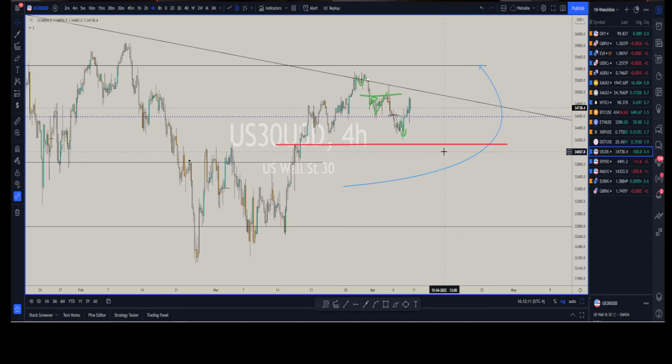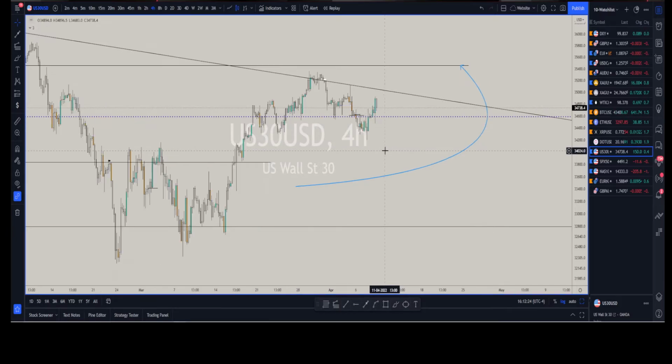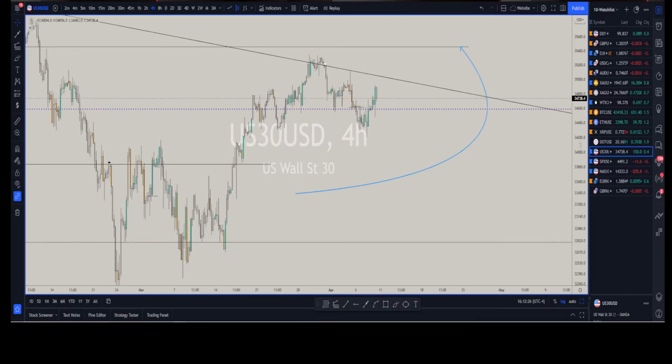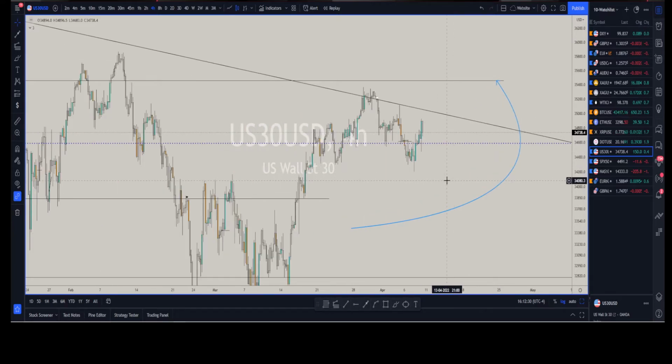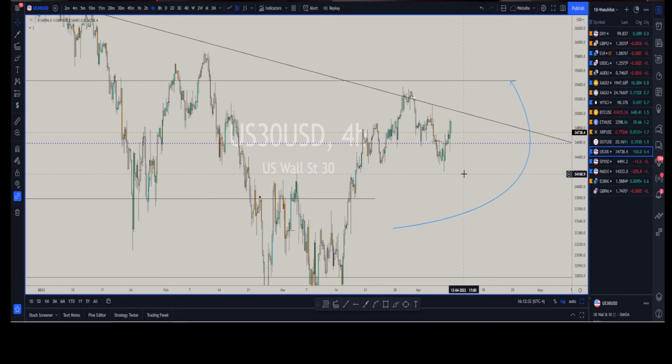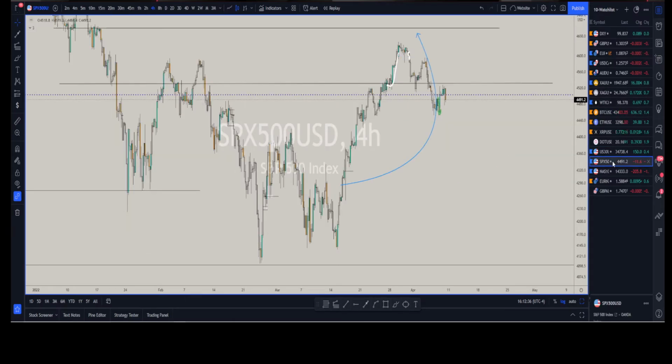US 30. Just let me clean these ones. Apologies for the mess. Okay, so the US 30. Just let me check the other ones.